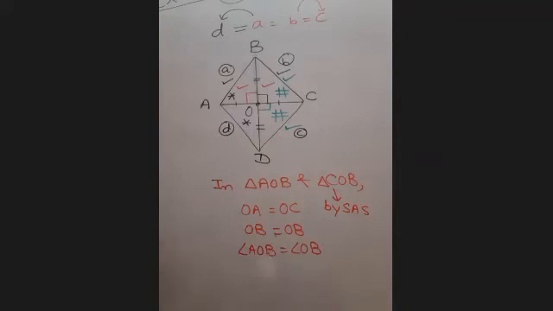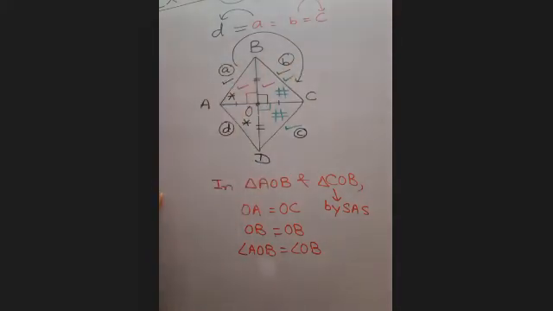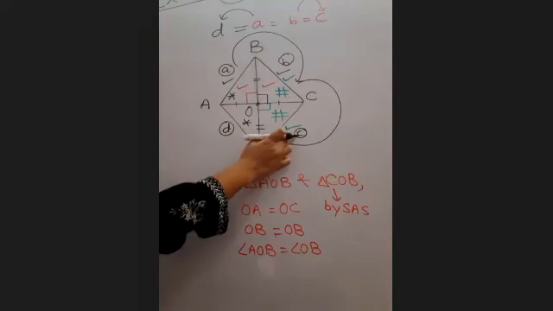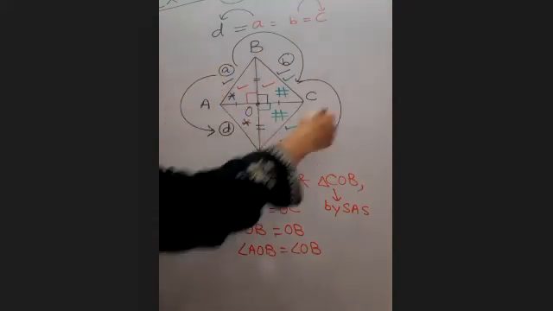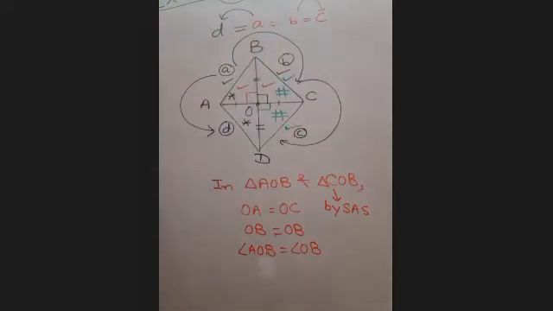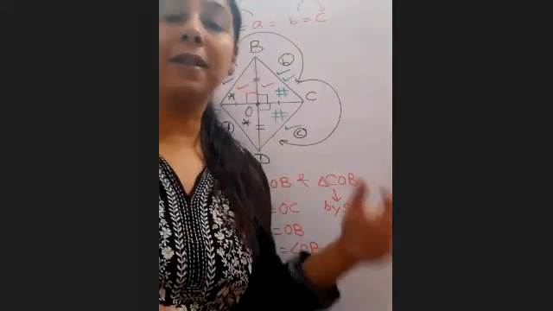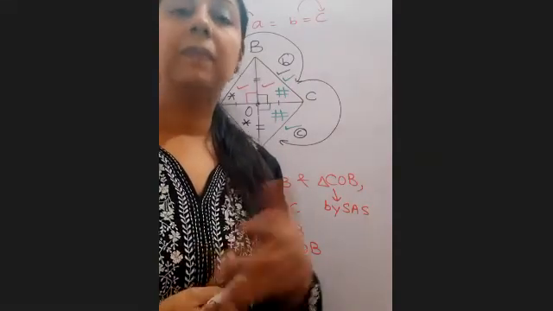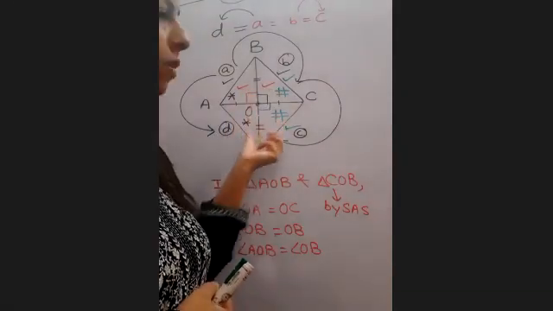Are you with me, children? So we have a equal to b, b equal to c, and all the four sides are equal. When I'm showing b is equal to c, you may show c equal to d or you can show a equal to d also. So in turn, all the sides are equal. And when all the sides are equal, what does it become? A rhombus.